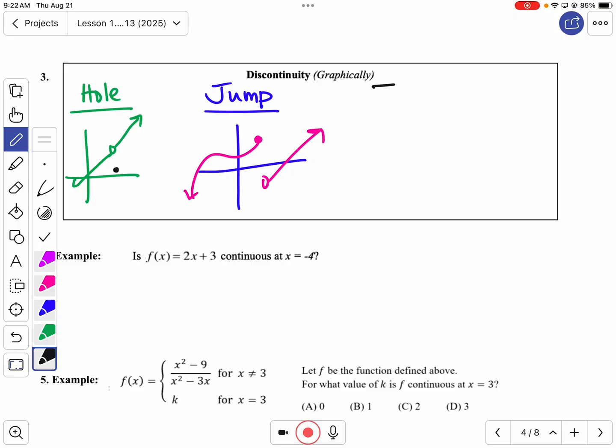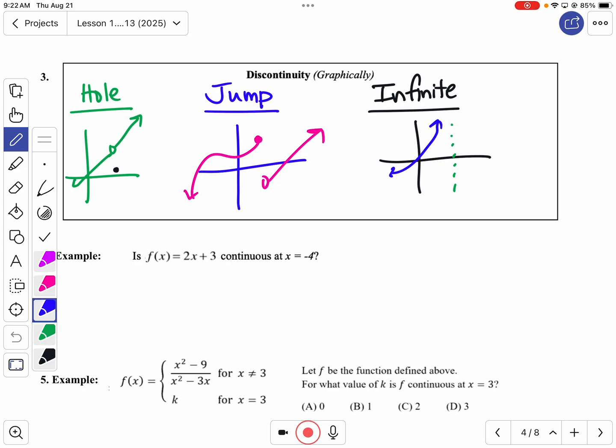And the last one is an infinite discontinuity. It is an asymptote, a vertical asymptote. The hole will also be titled sometimes a removable discontinuity, and we'll talk about that here in just a second.